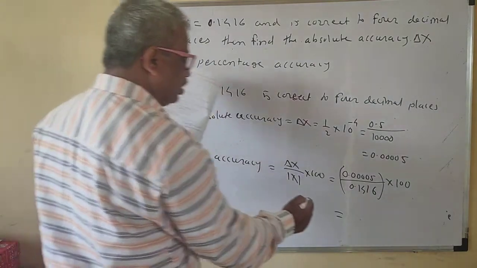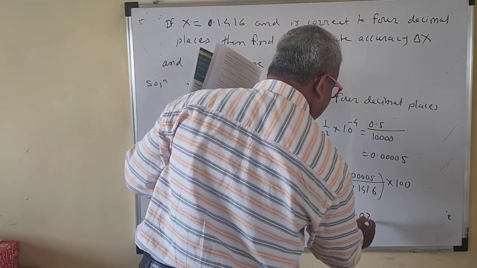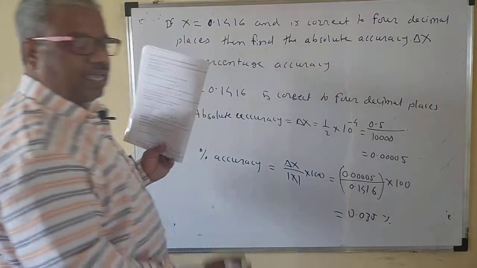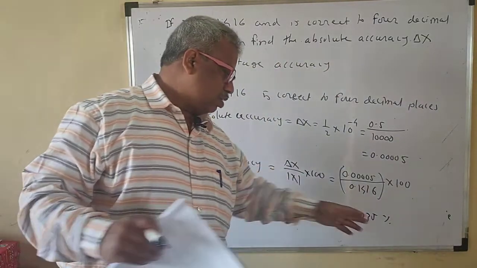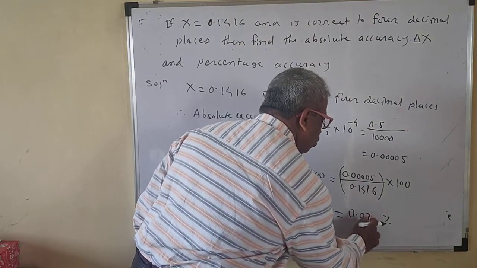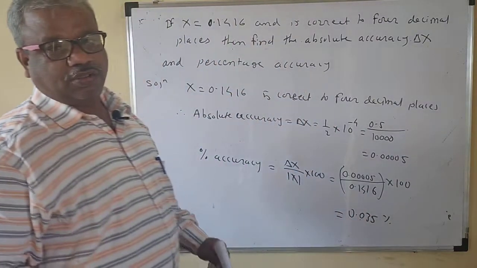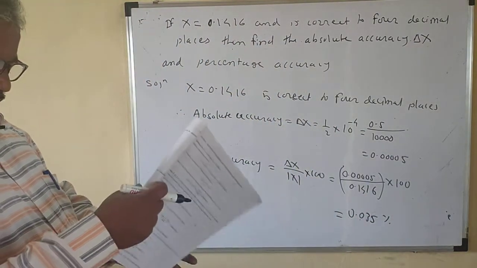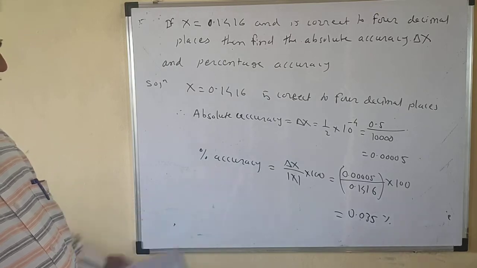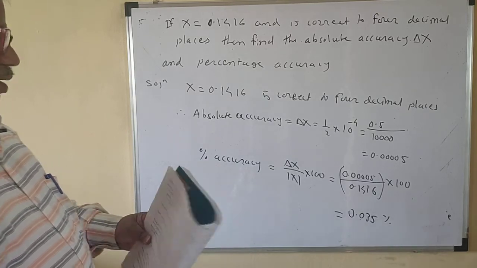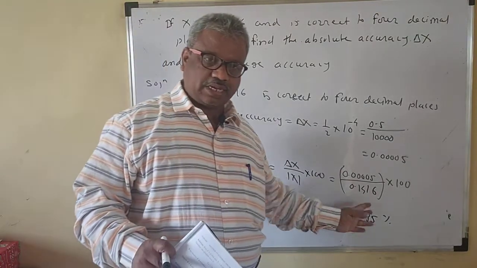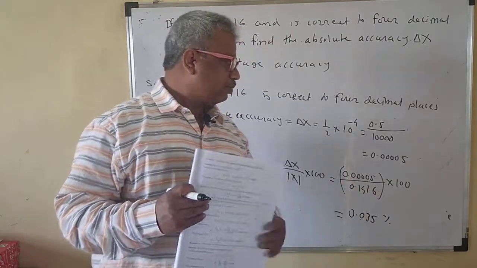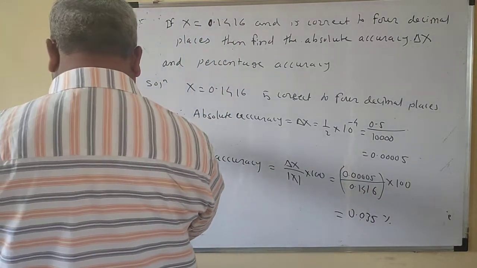Whatever the answer for me, I am writing this one: 0.35%. Just check whether it is correct. This is 0.035, the answer I have calculated. But check whether this is correct or not. So do your own now. Okay. Now we'll take the next problem.